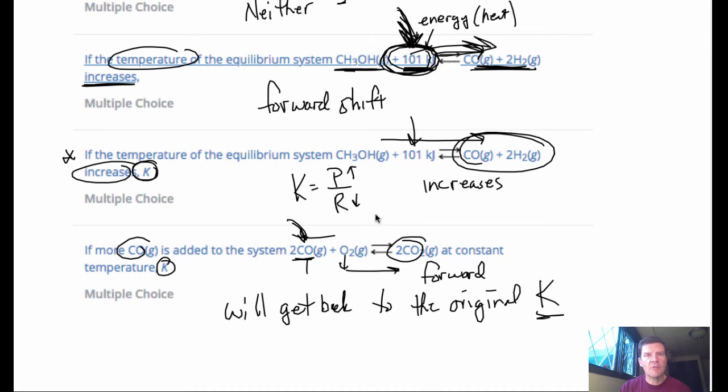Only, I repeat this, only changing the temperature will change the K value. You have a new K value, but with pressure and concentration, it is going to get back to the original K value.